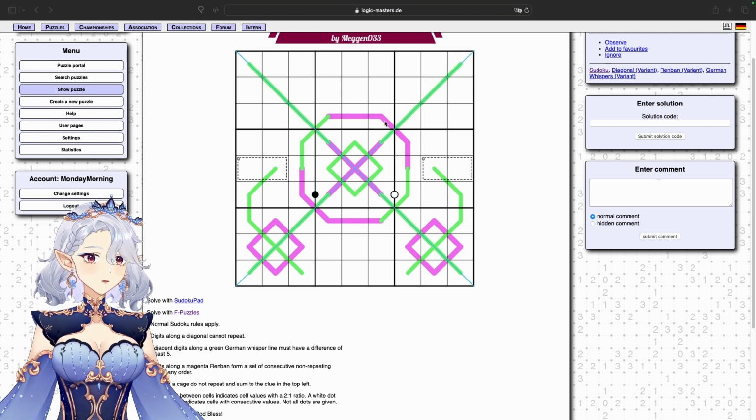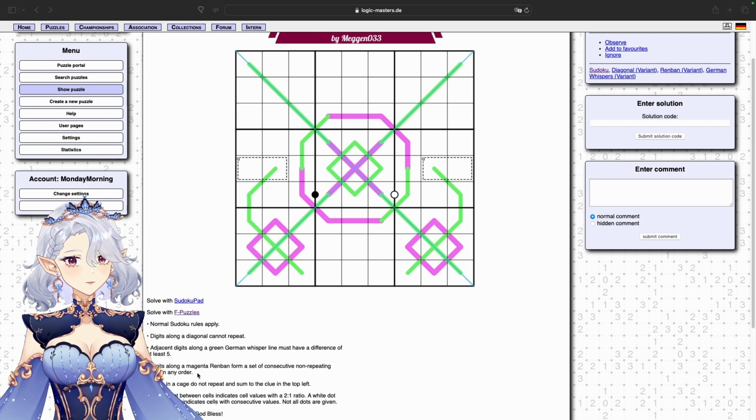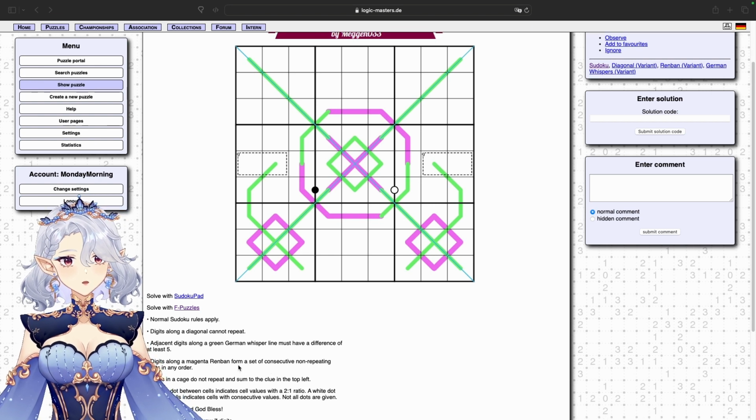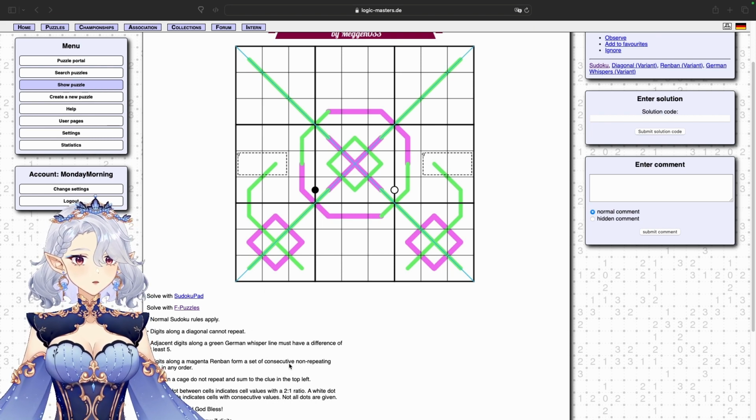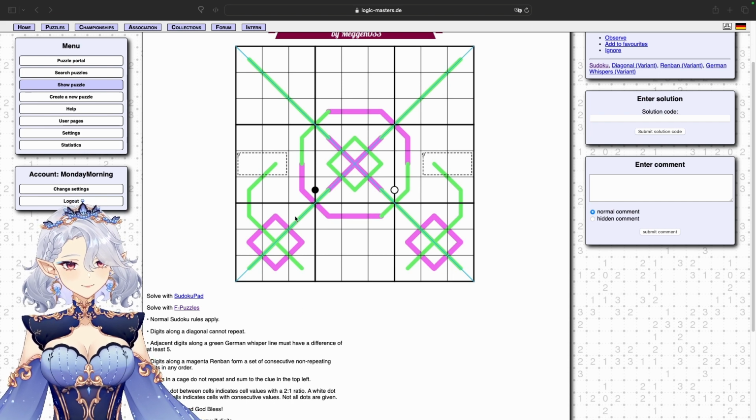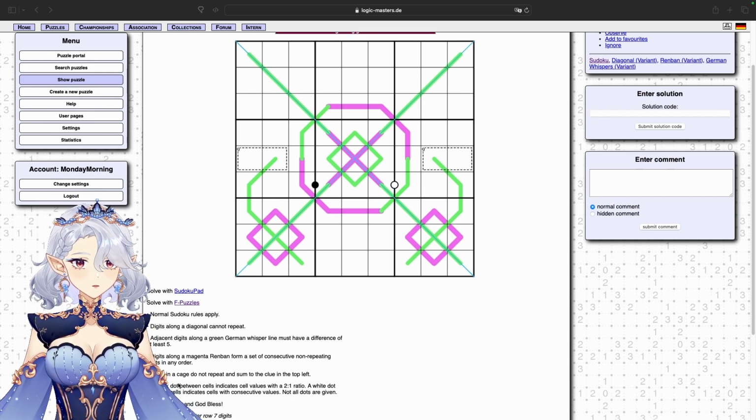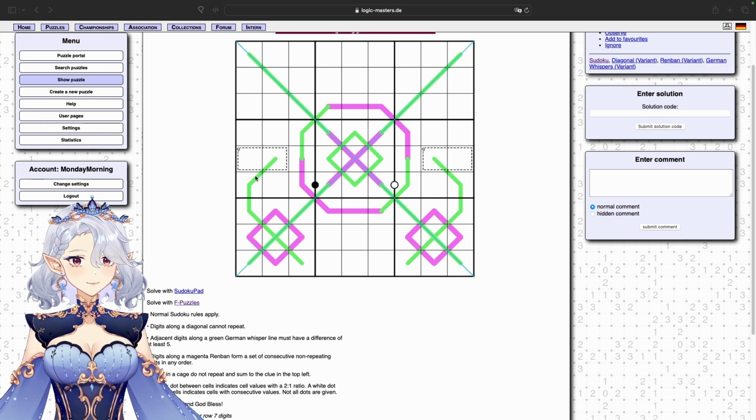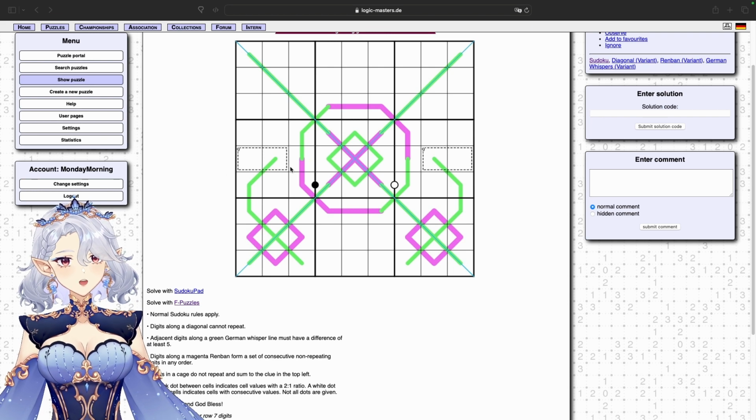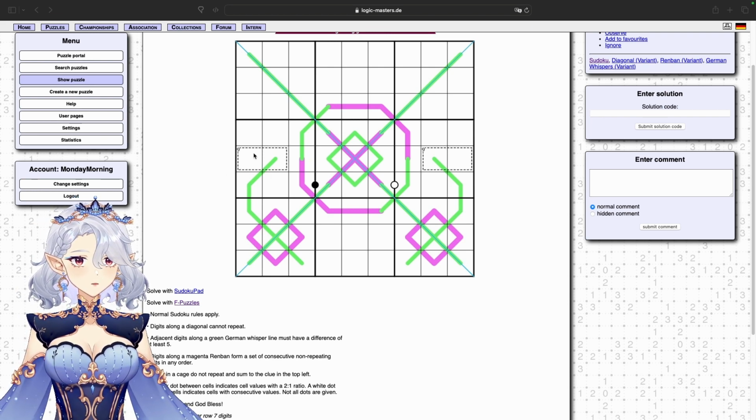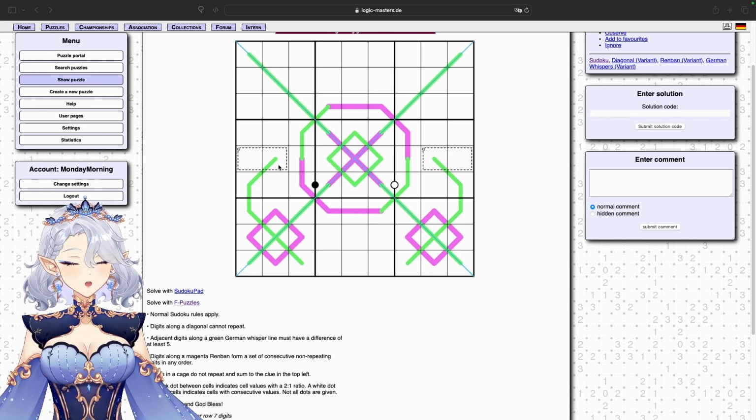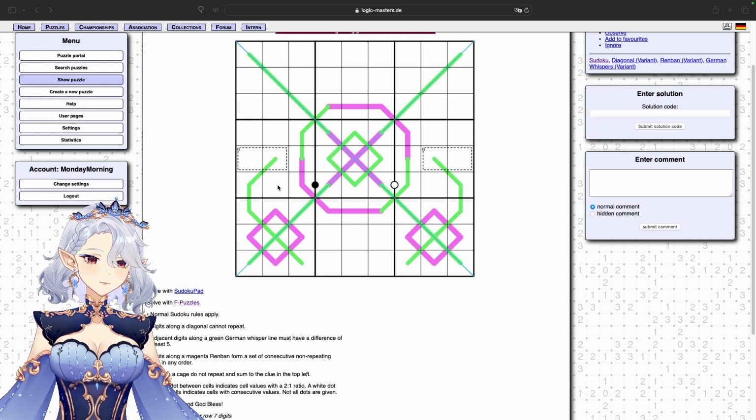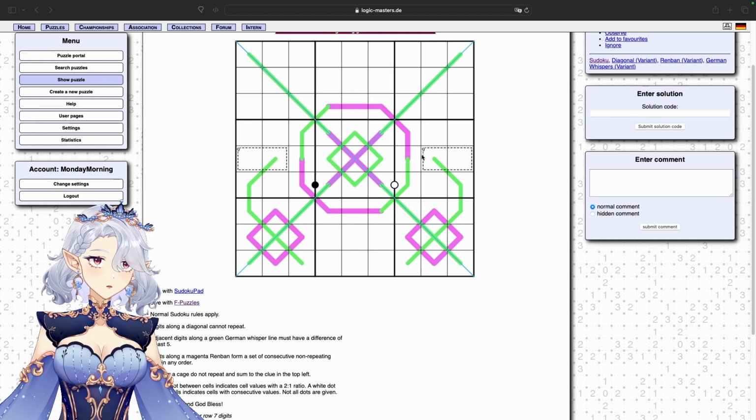Then we also have these pinkish purple lines, magenta Rennbahn lines. The digits along the magenta Rennbahn form a set of consecutive non-repeating digits in any order. We have these here. Then we have the cages. They have a sum, like this box and this box have to add up together to make 9, which is the clue in the corner. So if it's 3 and 6, that would be 9, and for example 2 and 7.